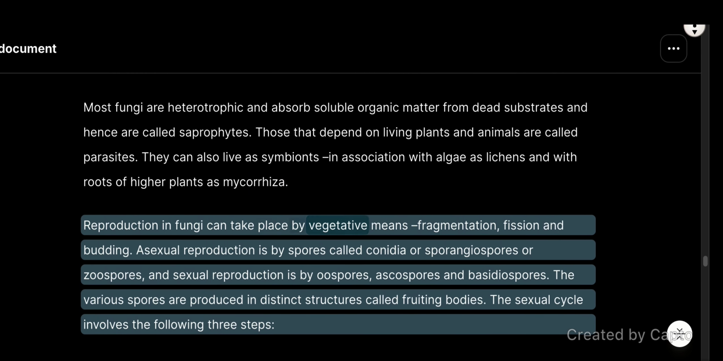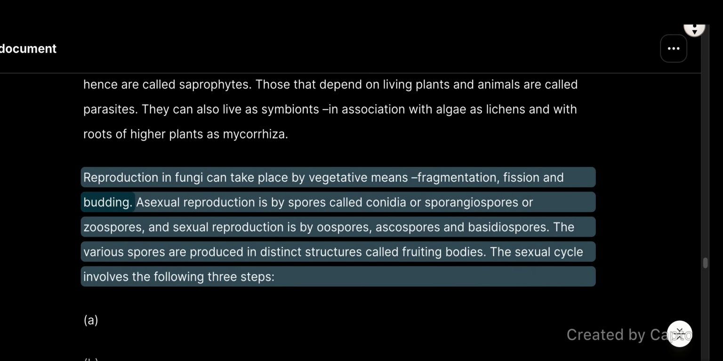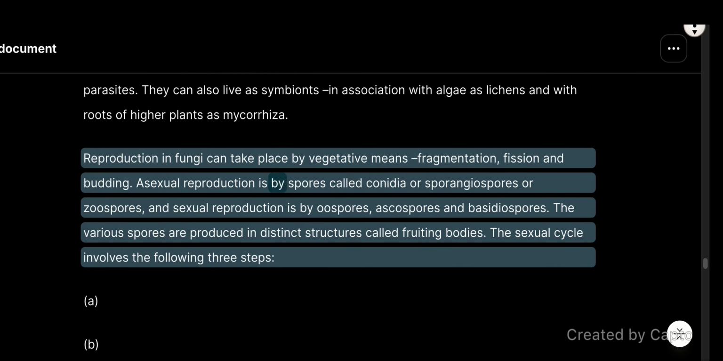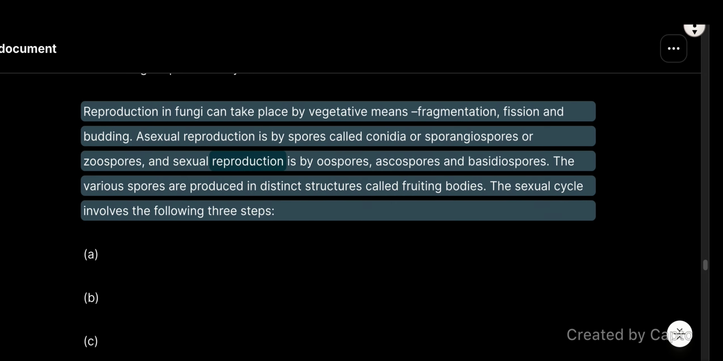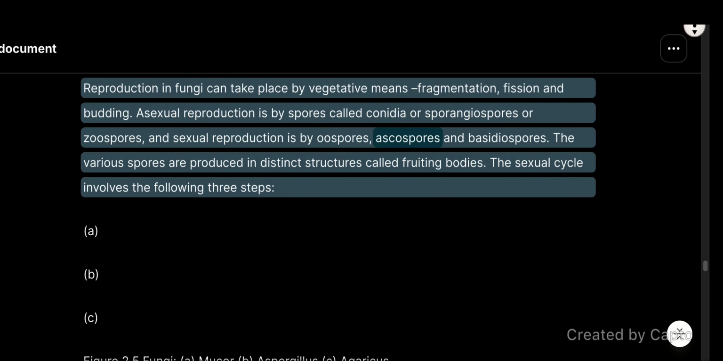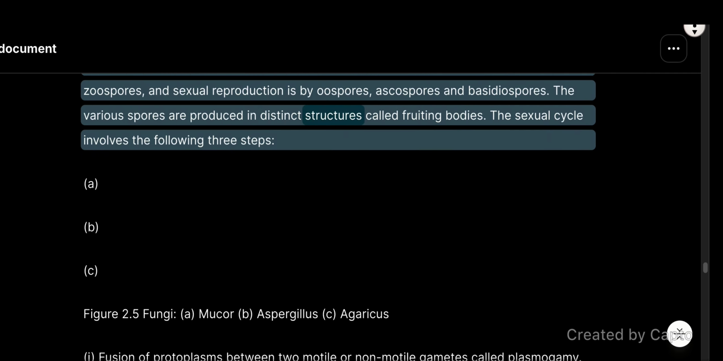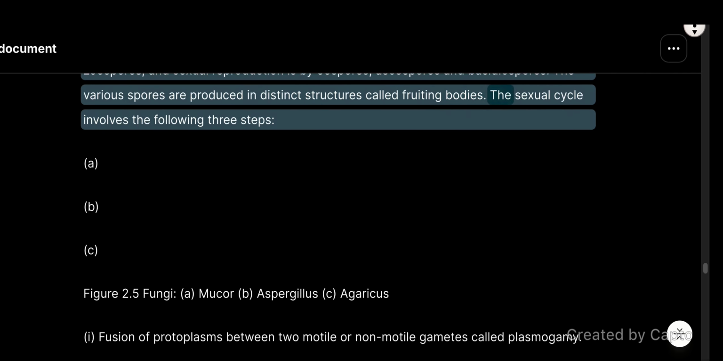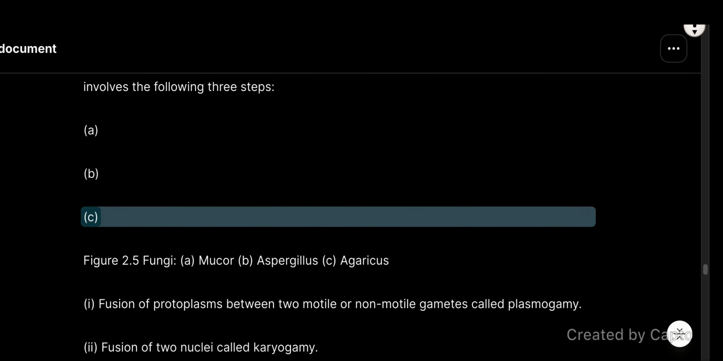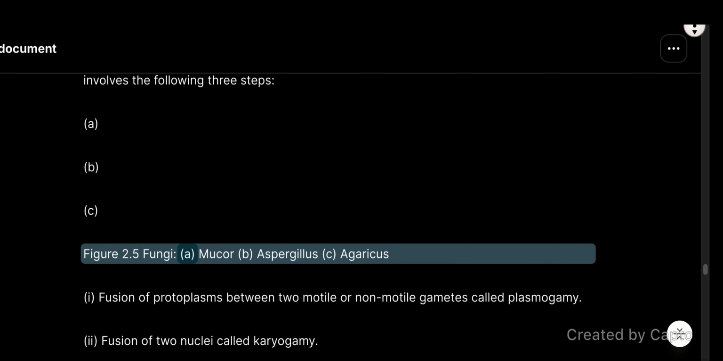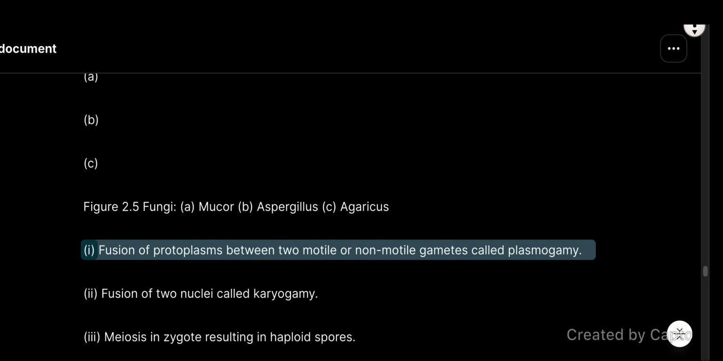Reproduction in fungi can take place by vegetative means: fragmentation, fission, and budding. Asexual reproduction is by spores called conidia, sporangiospores or zoospores, and sexual reproduction is by oospores, ascospores, and basidiospores. The various spores are produced in distinct structures called fruiting bodies. The sexual cycle involves the following 3 steps. Figure 2.5 Fungi. A. Mucor. B. Aspergillus. C. Agaricus.